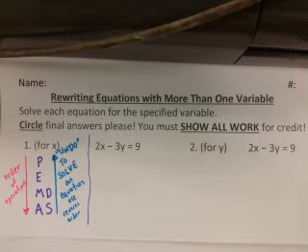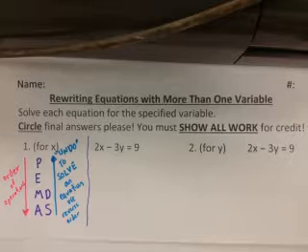Now remember, addition and subtraction go together from left to right. So they're on the same level, the same step. Multiplication and division go together from left to right, same step, same level. So on problem number 1, we do have some addition and subtraction to deal with.